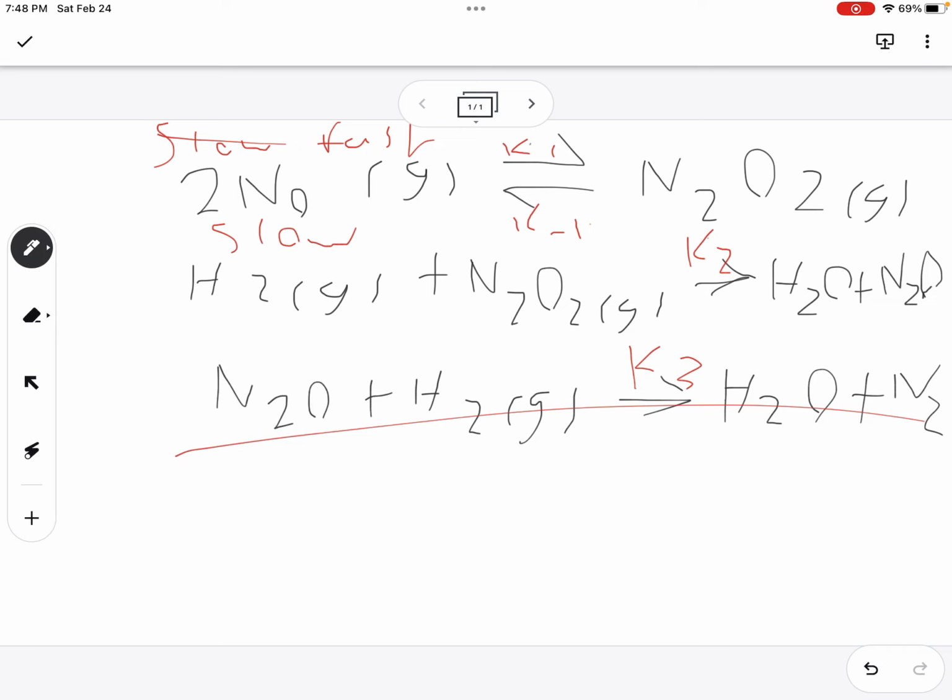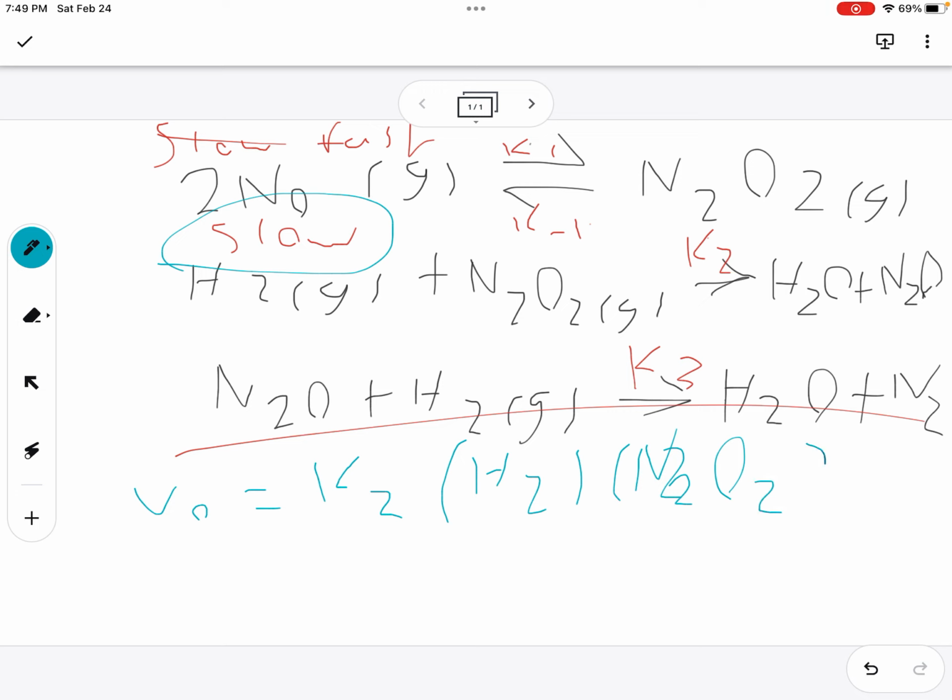All right, hope you had enough time to try. So for the rate law, we're looking at the slow step because the rate law is dependent on the slow step. So we have that V0 is equal to K2 H2 N2O2. All right, what's the problem?